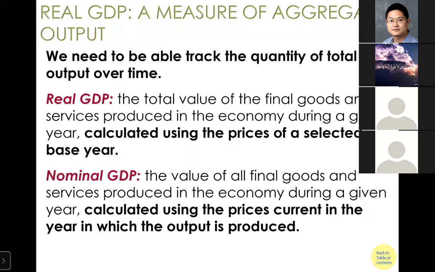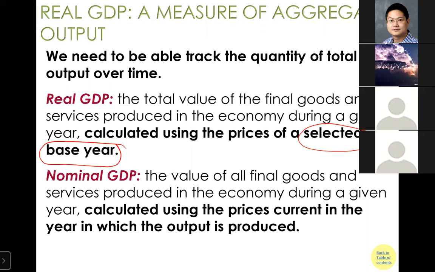Okay, so now we switch to another topic. That's another important topic in this chapter. We are going to differentiate between real GDP and nominal GDP. All right, so what is real GDP? Real GDP is the total value of final goods and services produced in the economy during a given year, calculated using the price of a selected base year. So the key word is base year.